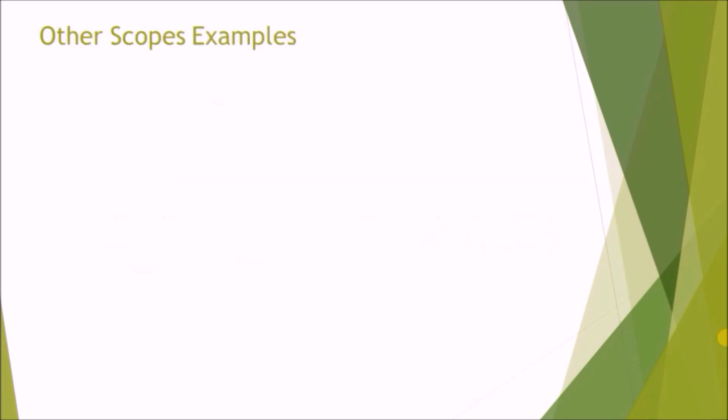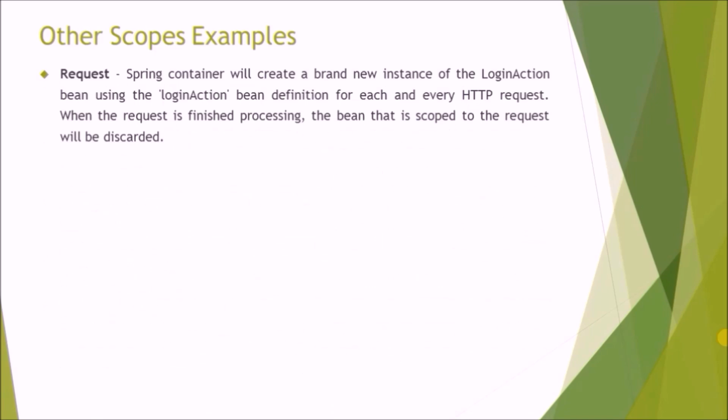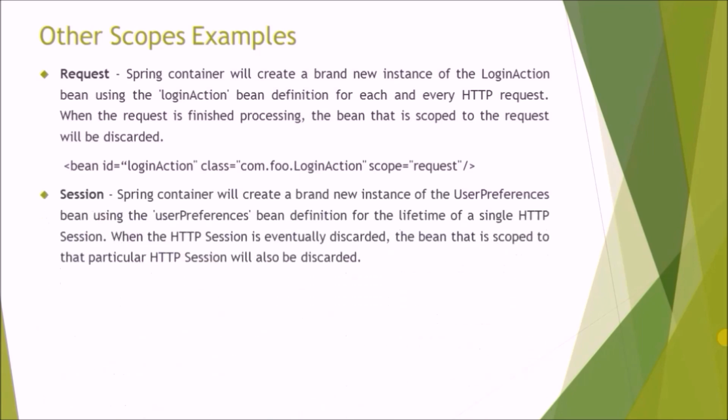Other scopes examples. The request: Spring container will create a brand new instance of the login action bean using the login action bean definition for each and every HTTP request. When the request is finished processing, the bean that is scoped to the request will be discarded. The session: Spring container will create a brand new instance of the user preferences bean using the user preferences bean definition for the lifetime of a single HTTP session. When the HTTP session is eventually discarded, the bean that is scoped to that particular HTTP session will also be discarded.